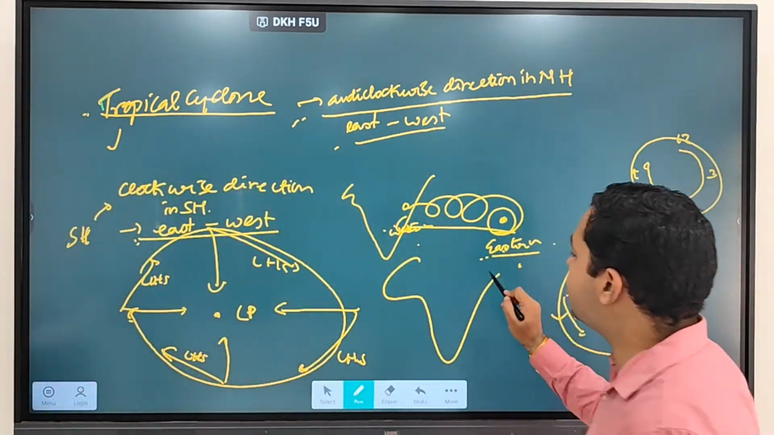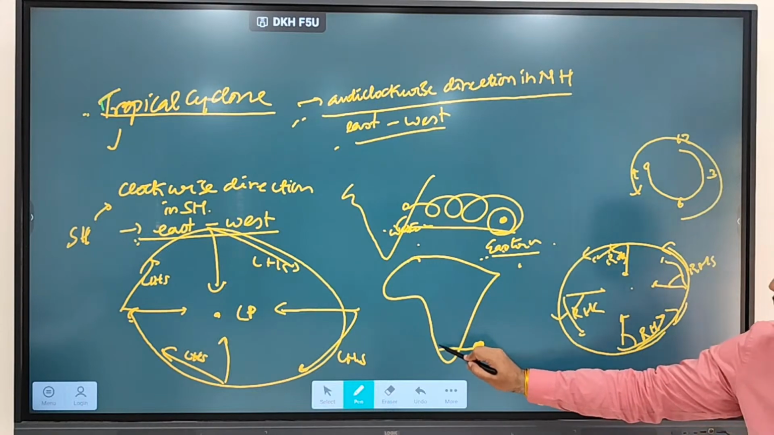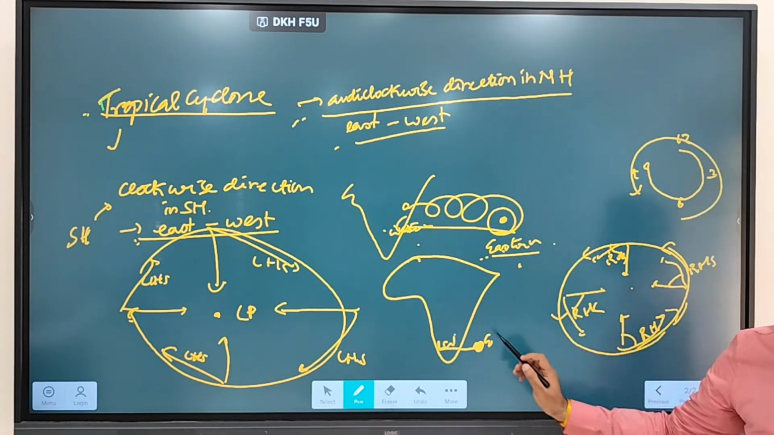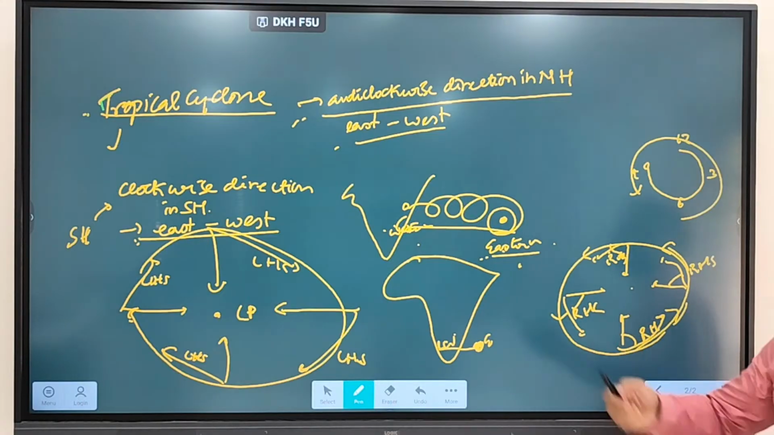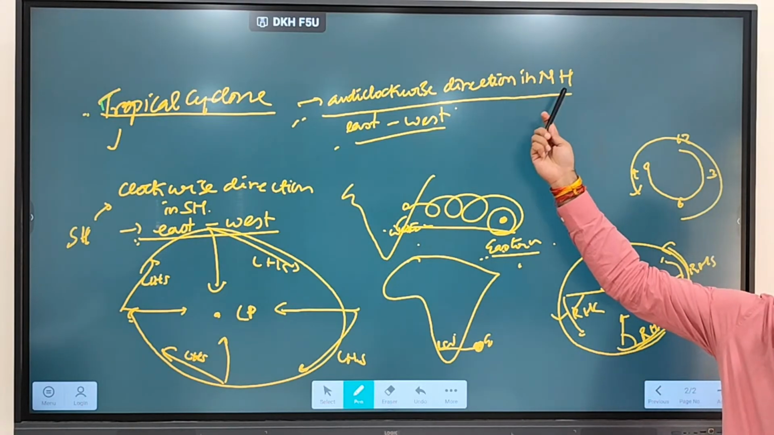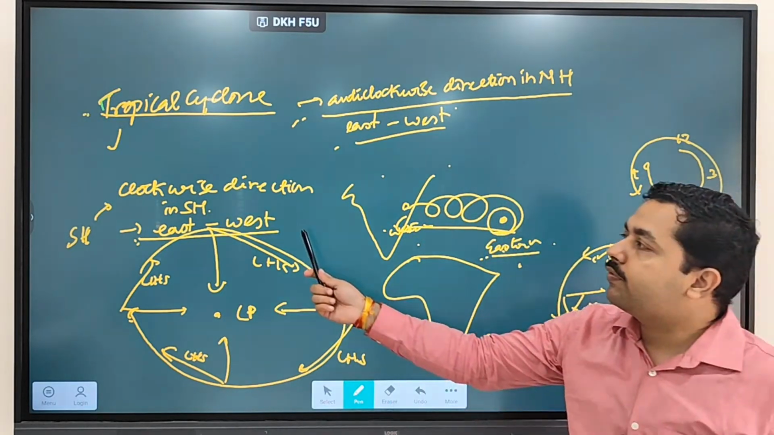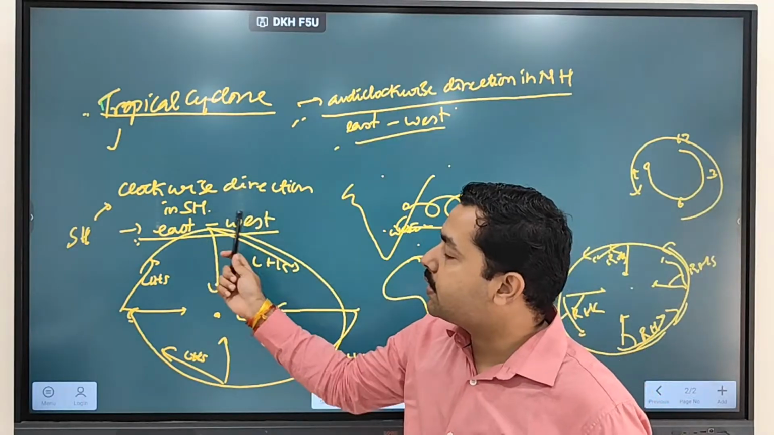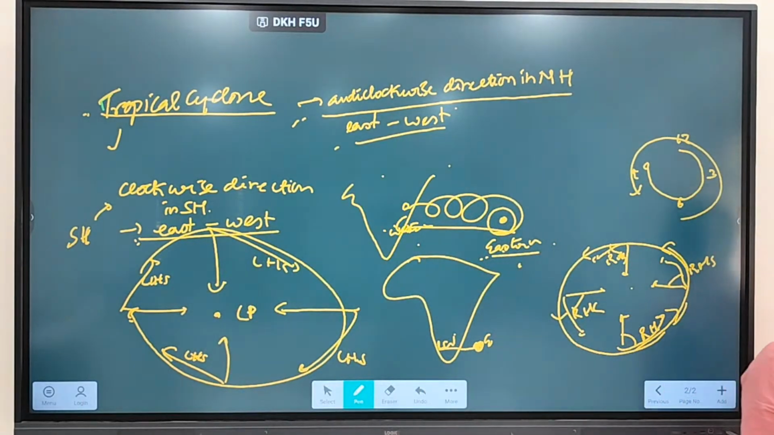If you see this region, these cyclones will only originate over here. So they'll move from east towards west direction. Clear? So how does a tropical cyclone move? It moves anti-clockwise in the northern hemisphere from east towards west. Clockwise in the southern hemisphere, from east to west. Fine. This is the direction of tropical cyclones.